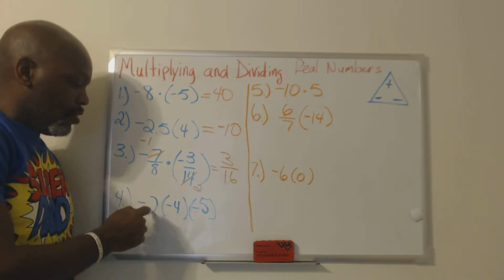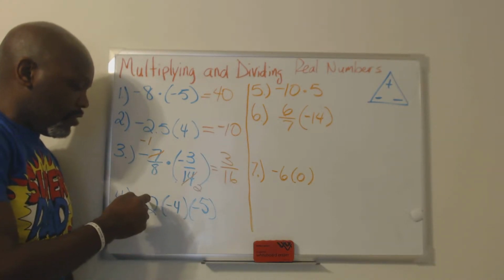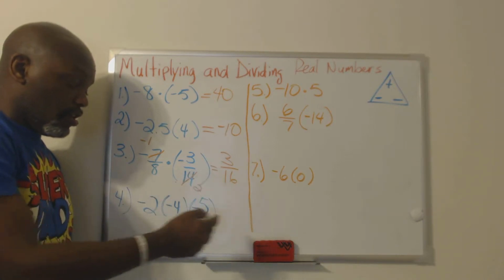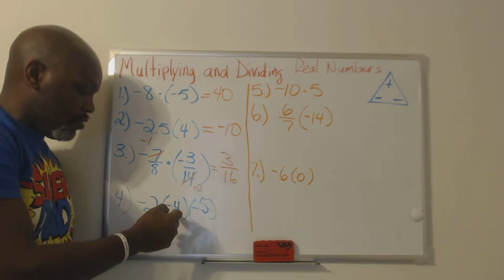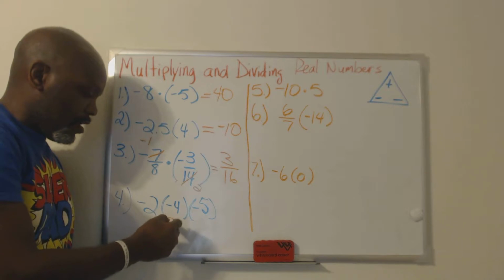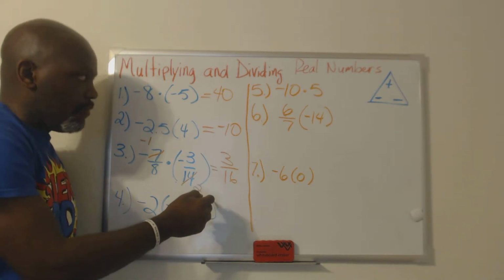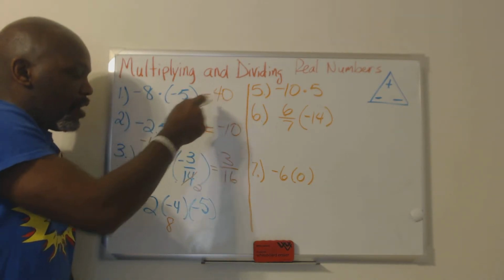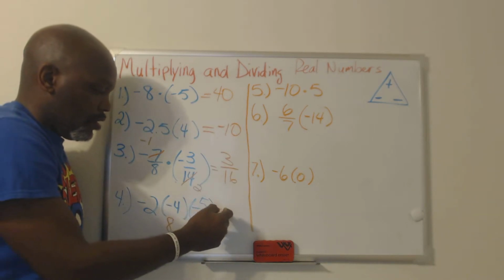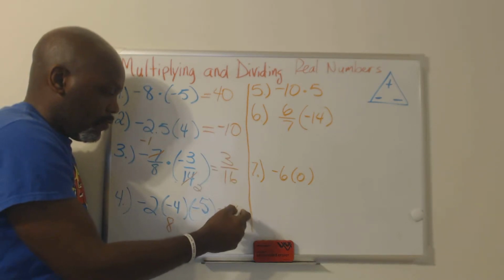And then here we are multiplying. And notice that there are three negatives, so our answer should end up being a negative. Negative 2 times negative 4 is a positive 8. Positive 8 times a negative 5. Before we had a positive 40, but here we're going to end up with a negative 40.